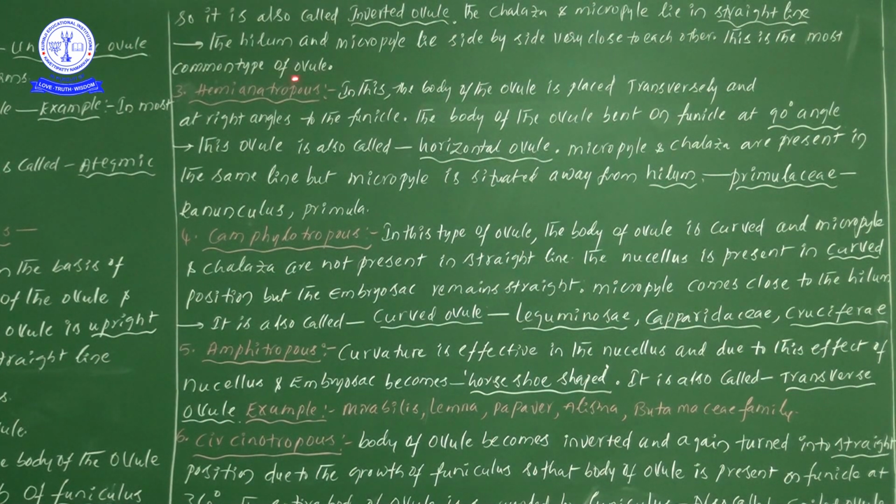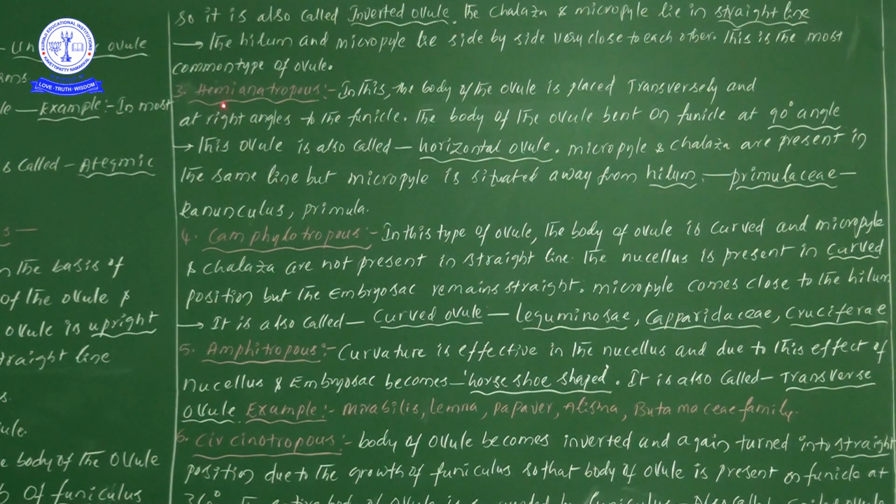So it is the most common type of ovule. In this type, the hilum and the micropylar region lie side by side. When the ovule is completely inverted, the junction of the ovule and the micropylar region will be situated side by side, very close to each other. So this is the most common type of ovule. The most common type of ovule is Anatropous.